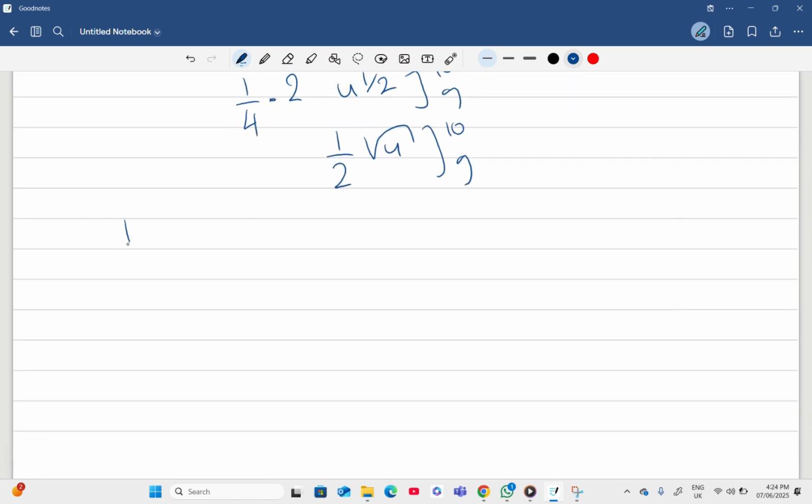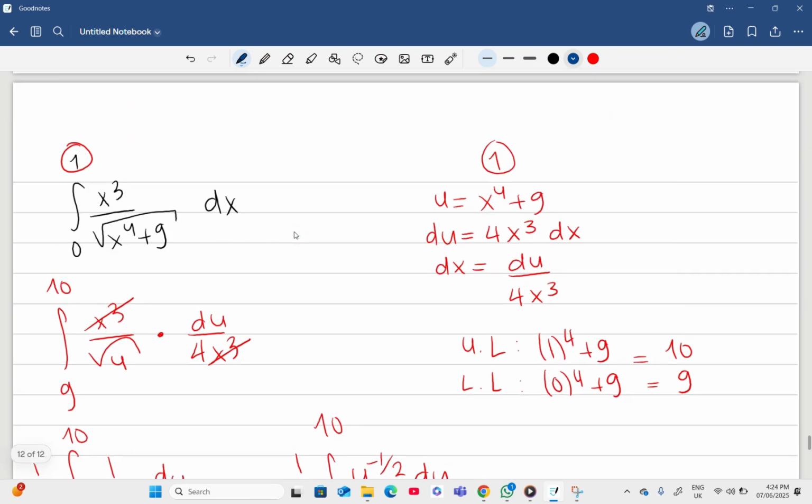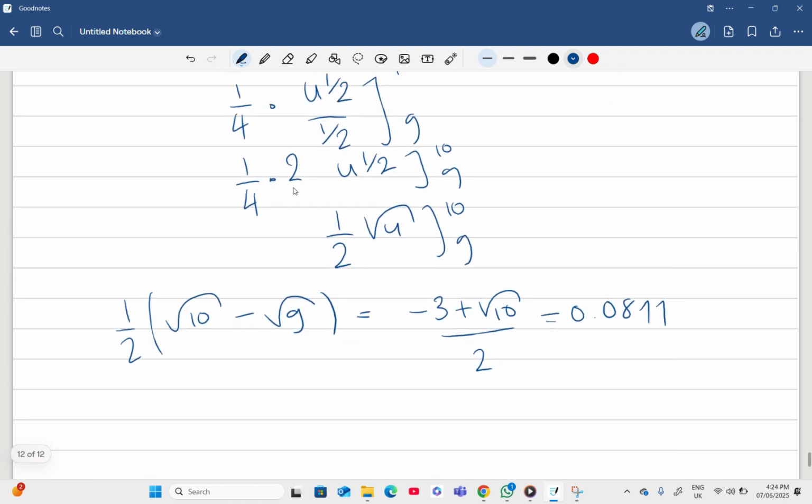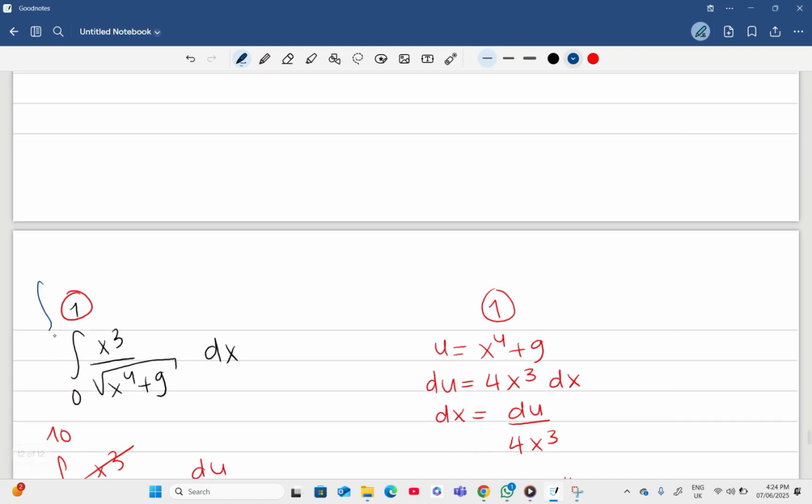So I'm going to take half outside into radical 10 minus radical 9, which is going to give me negative 3 plus radical 10 over 2, which is equal to 0.0811. Now when you have the limits, you can put this directly into the calculator and you'll get your final answer. You just have to show until here. But then to get this, if you don't want to make mistakes, just plug this one into the calculator, not the new function, this one.